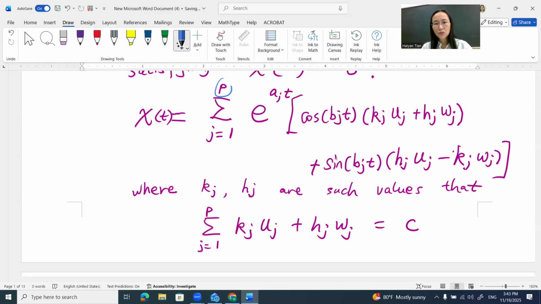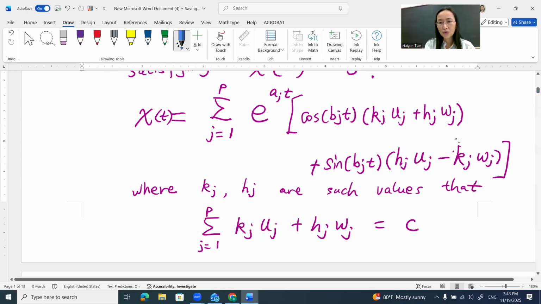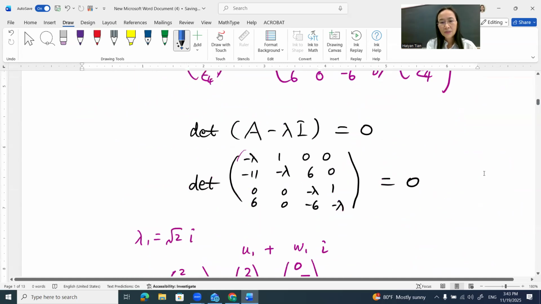And again, when j is 2, because p is 2, we have some similar thing like this again. So we need to use U2, W2, A2, B2, all that information. So let's go ahead and continue.